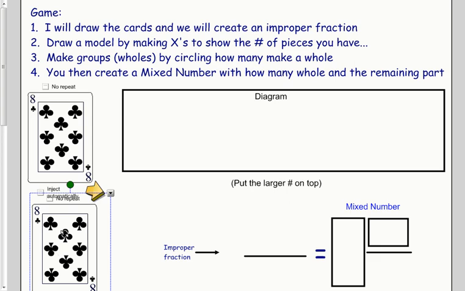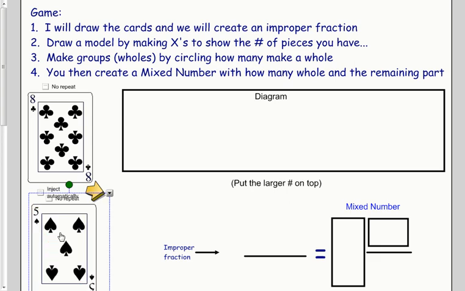All right, I'm going to pick a different one here. How about 8/5? So our improper fraction is 8/5. This tells us how many pieces of pie. So let's make an X for each piece of pie.